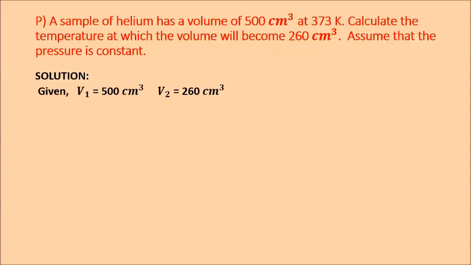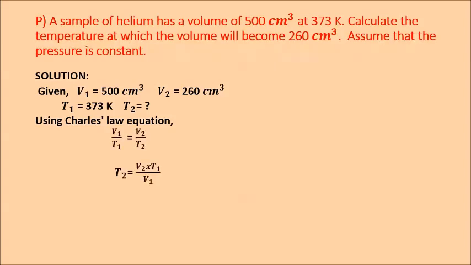So the given things are V1 is equal to 500 centimeter cube, V2 is equal to 260 centimeter cube, T1 is 373 Kelvin, and the other one, T2, we have to find out. Using Charles' law, we can write the formula as T2 is equal to V2 into T1 by V1. After rearranging and substituting the values, 260 into 373 by 500, we get the answer as 194 Kelvin. So this is how we find the temperature at which the volume becomes 260 centimeter cube.